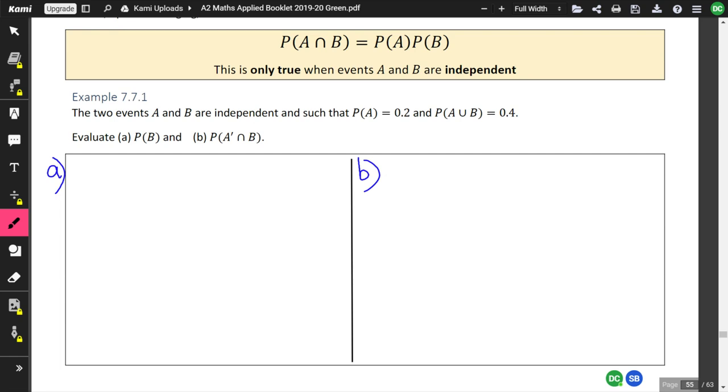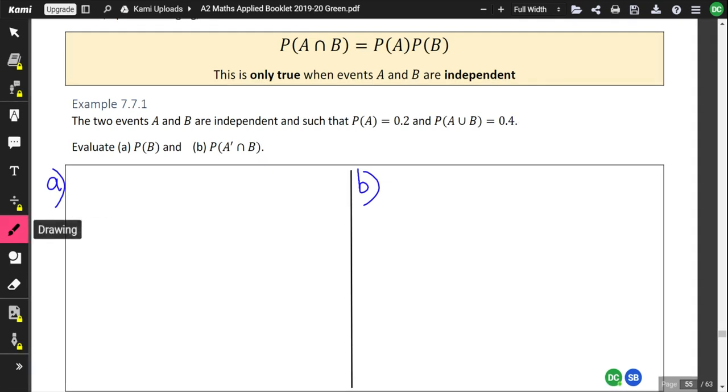This example focuses on two events that are independent. It's very important that when two events are independent, we know this is true, but it's only true when A and B are independent events. So that's two events that do not affect each other. For example, if A has happened, it doesn't change the chance of B happening, and vice versa.